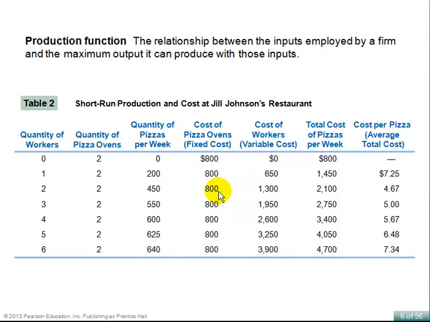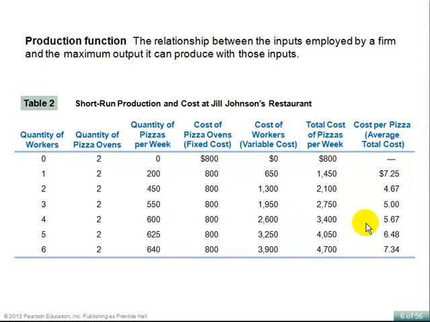So this table shows that if she hires 1 worker, she produces 200 pizzas during the week. If she hires 2 workers, she produces 450 pizzas, and so on. For a particular week, Jill's total cost of producing pizza is equal to the $800 she pays on the loan for the ovens, plus the amount she pays to hire workers. If Jill decides to hire 4 workers and produce 600 pizzas, her total cost is $3,400: $800 for the loan on the ovens, and $2,600 to hire the workers.